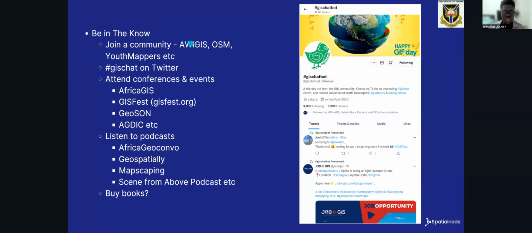So UIGIS is African Women in GIS. If you love open source, you can join OSM communities. So OSM is an acronym for OpenStreetMap, and this OpenStreetMap is powering a lot of the web maps that we see around us, like Bolt, like the geocoding system that Bolt is using, for example, is powered by this guy.